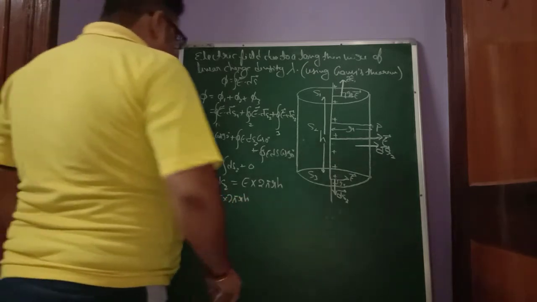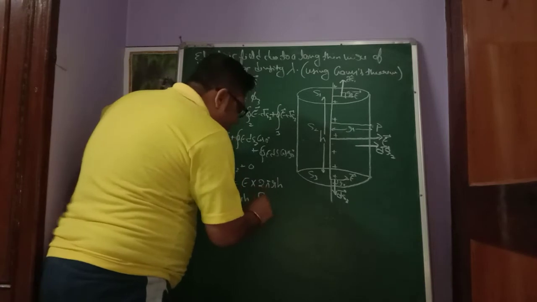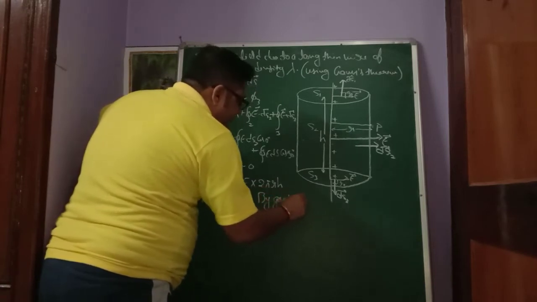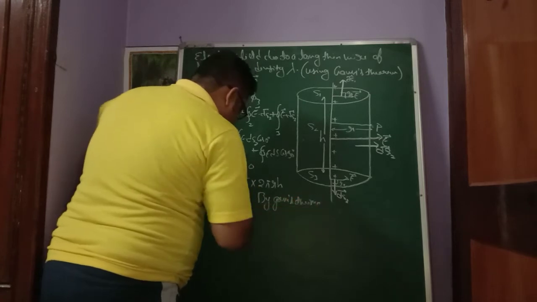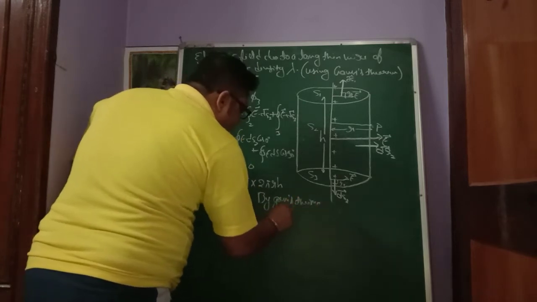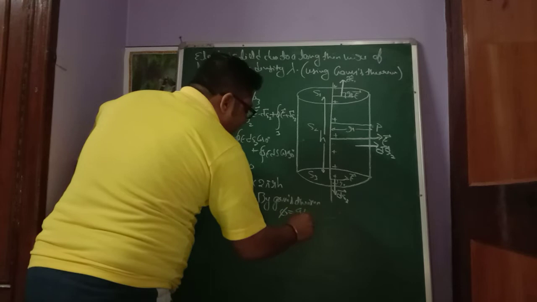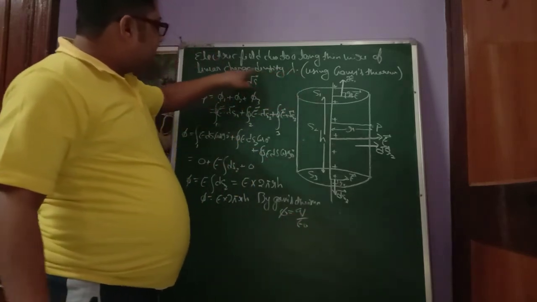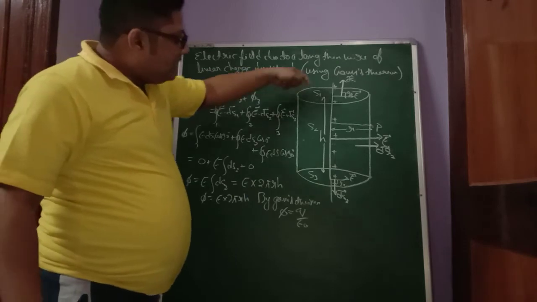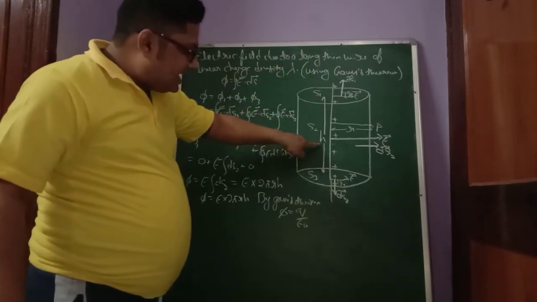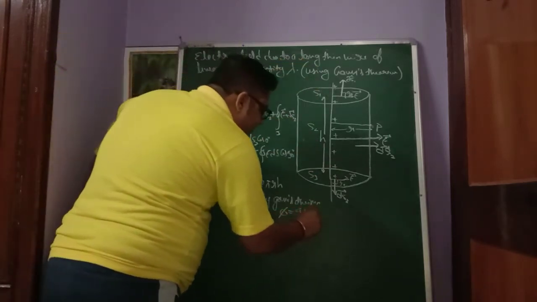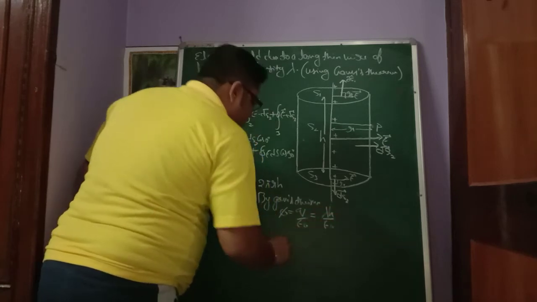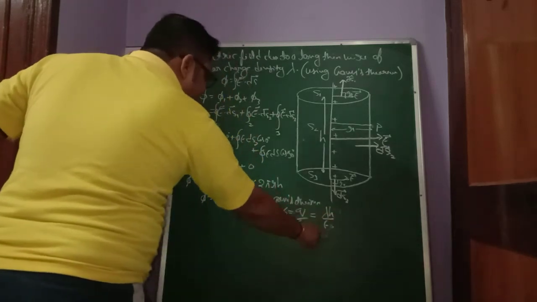Now by Gauss theorem, we know that phi is the total charge upon epsilon naught. The wire has linear charge density lambda, spread over a length h. So the charge q can be written as lambda into h, and the flux is lambda h upon epsilon naught.